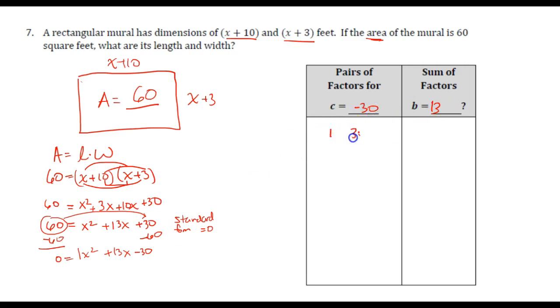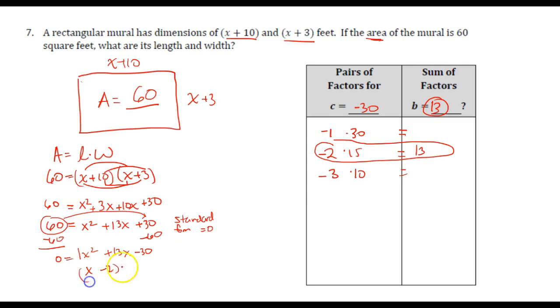And let's list out our factors for 30. One of them does have to be negative, so I'm going to make these guys negative and see which ones add to be 13. Go ahead and try those out. Which one would it be? So it would be this one, right? Because 15 take away 2 is 13. So that would be x minus 2 and x plus 15 equals 0.